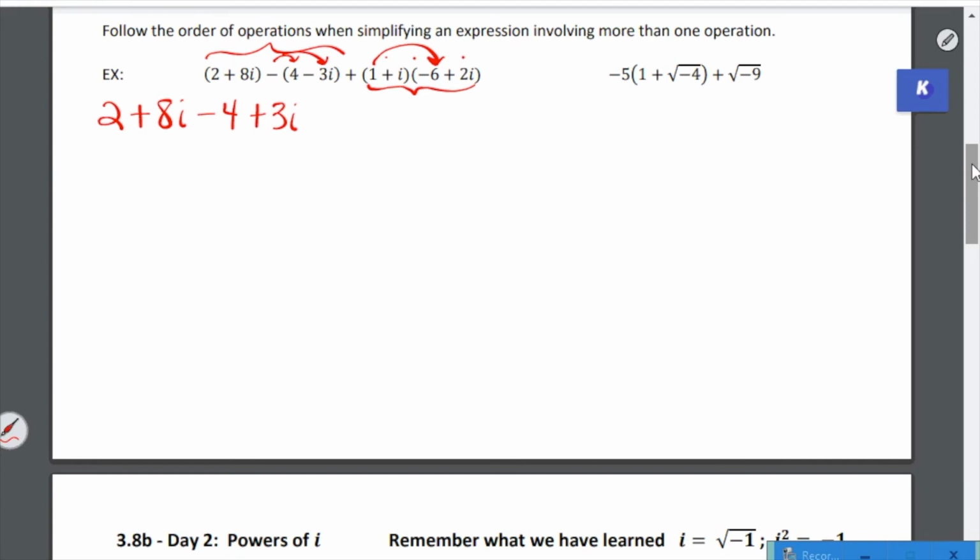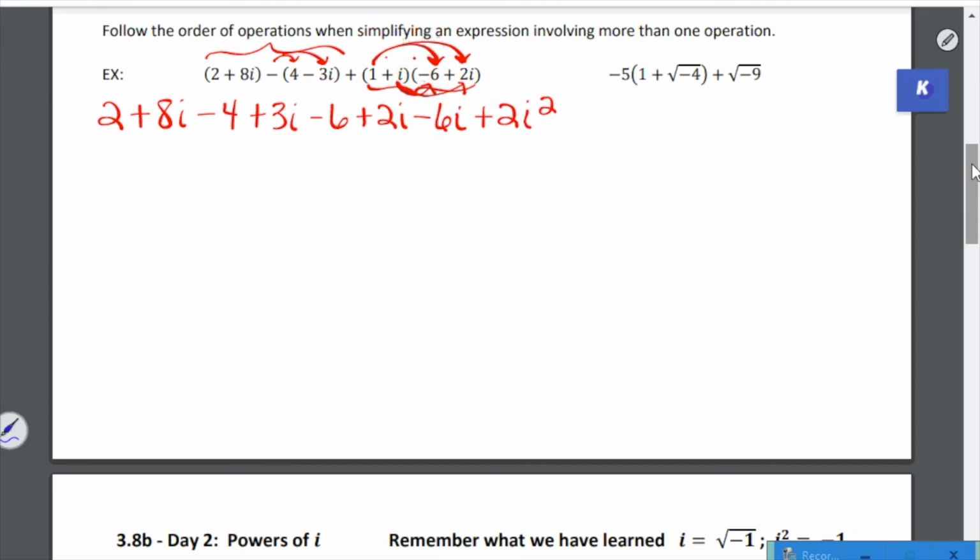So 1 times negative 6 is negative 6. 1 times positive 2i is just positive 2i. i times negative 6, well, that would become negative 6i. And then i times 2i, well, that just becomes a positive 2. And then i times i gives us that i squared.